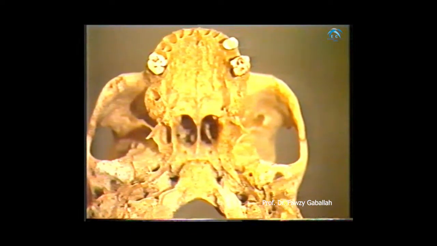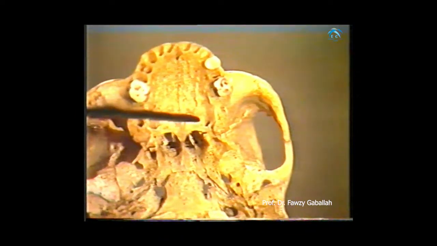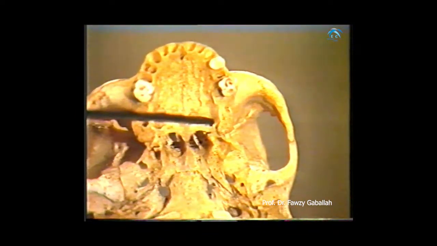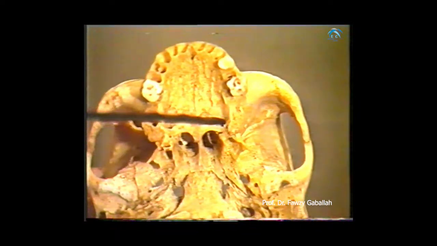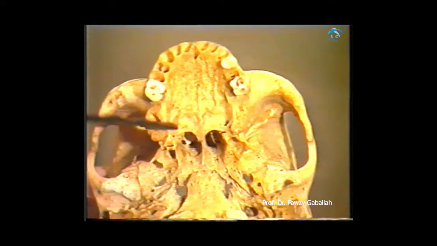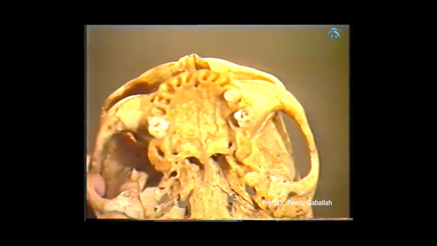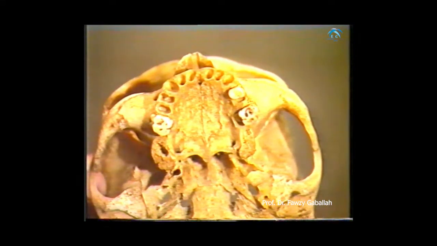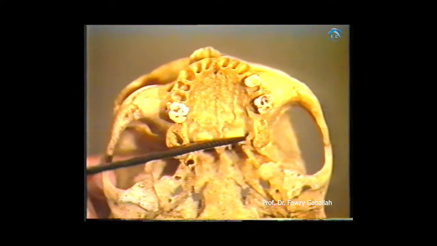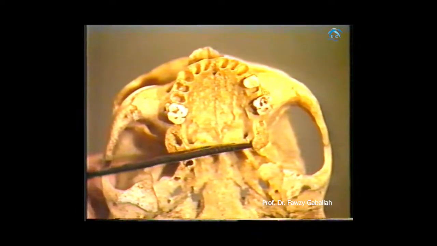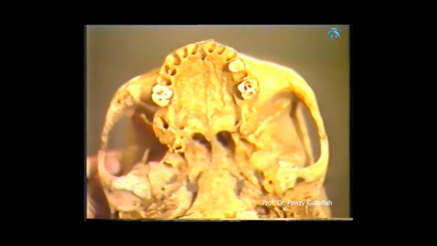At the posterolateral angle of the hard palate, there is the greater palatine foramen, which is the lower end of the greater palatine canal, reaching up to the pterygopalatine fossa and transmits the greater palatine nerve and vessels. Just behind the greater palatine foramen, there are one or two lesser palatine foramina that transmit the lesser palatine nerves and vessels.